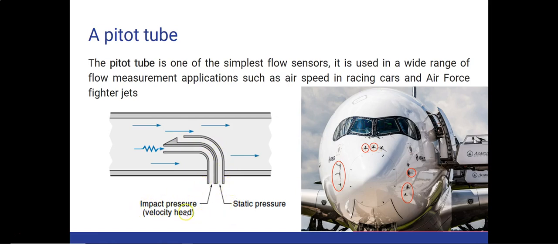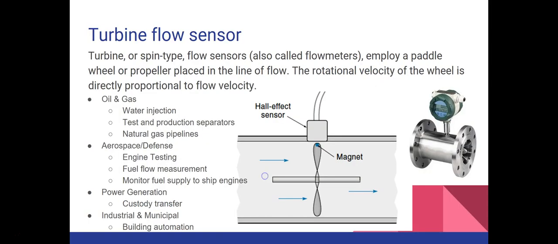Here the impact pressure we are getting through this tube is always going to be greater than the static pressure, and the difference between these two pressures is taken, and that difference is proportional to the velocity and hence the flow of liquid in the tube. Now next, we have turbine flow sensors. These turbine or spin type flow sensors employ a paddle, wheel or propeller placed in the line of flow.